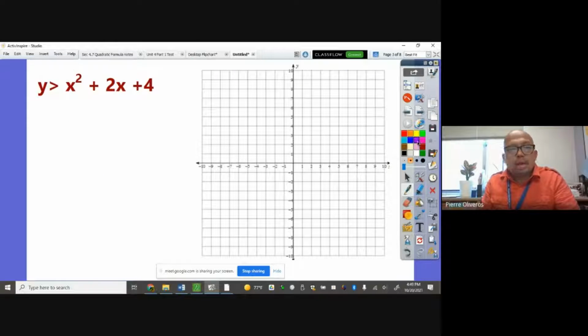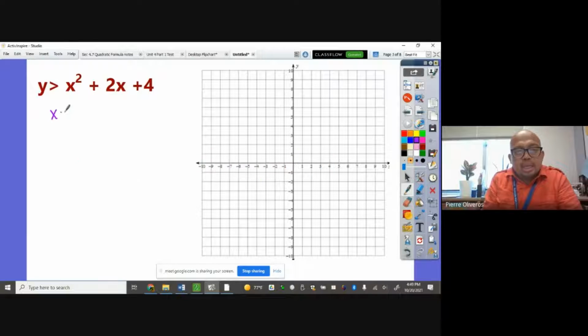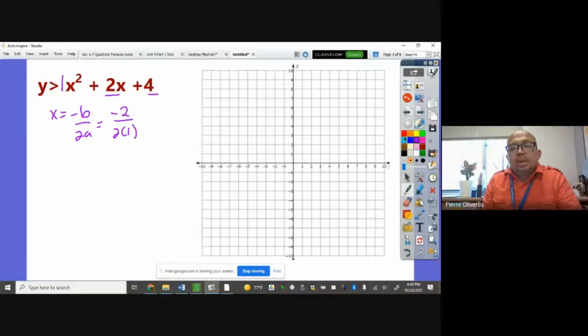So now we have y is greater than x squared plus 2x plus 4. We're going to find the vertex here, as always, x equals negative b over 2a. Negative 2 over 2 times 1, because this is your a, that's your b, that's your c. So you plug it into negative b over 2a, that will give us negative 2 over 2, which will be negative 1. So the vertex here will have an x of negative 1.